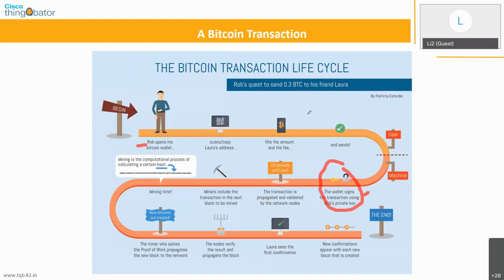Now, apart from this 0.3 BTC that Rob is trying to send, he also has to add a small fee along with this.